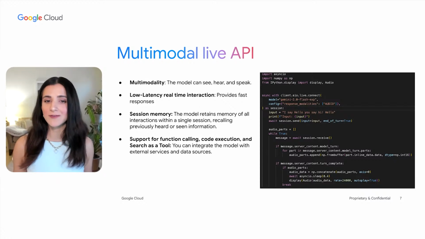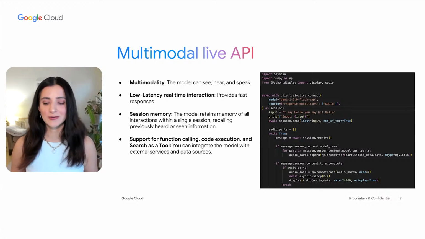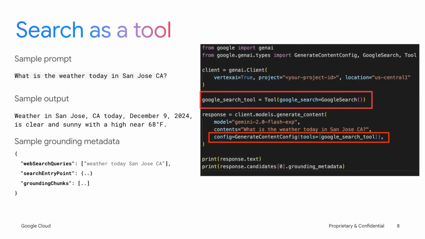Additionally, the Multimodal Live API does support function calling and tool use, so you can build a multimodal interactive application. Something else you'll hear a lot around Flash 2.0 is this idea of built-in tool usage. You might also hear people call it native tool use. But what this basically means is that the model has been trained to use tools. And it comes with some out-of-the-box tools, including search as a tool.